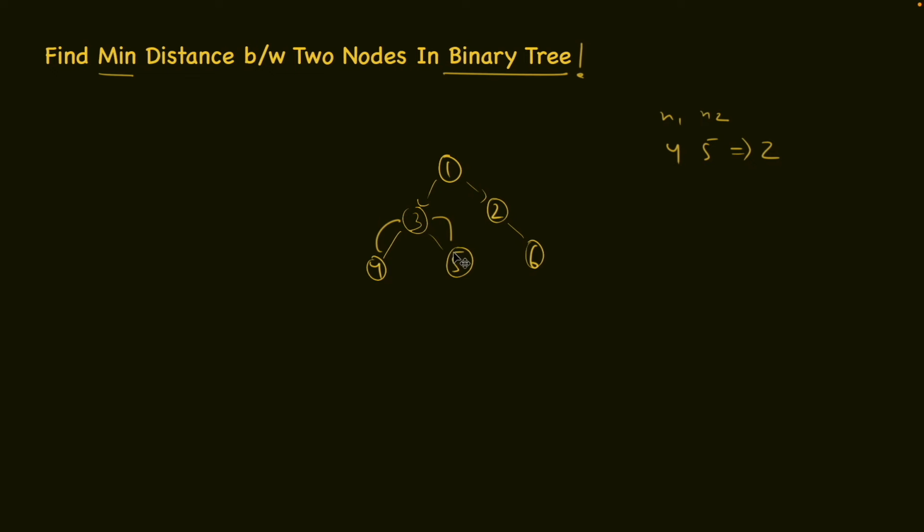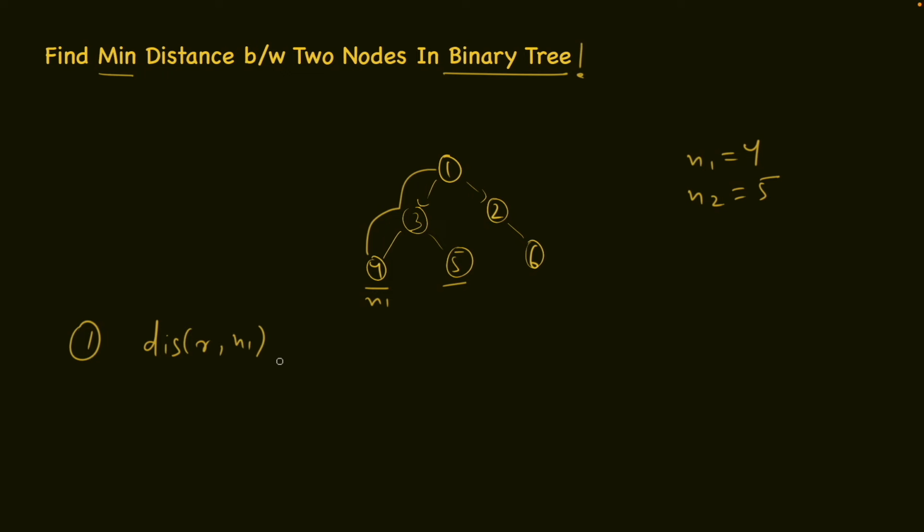So basically there are three different ways to achieve the same thing. The first one is, let's suppose for simplicity, you are looking for the distance between this one and this one. So your n1 is 4 and n2 is 5. You want the distance between 4 and 5. The first way is you find the distance of n1 from the root. So this is 1 and 2. Distance from root to n1 plus distance from root to n2, which is 1 and 2. Okay, so this is clear.